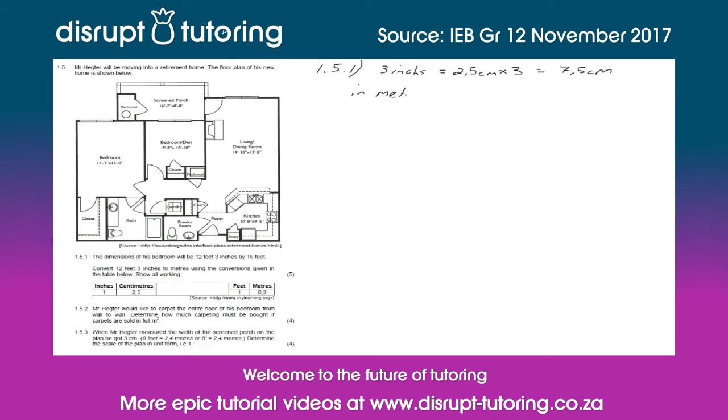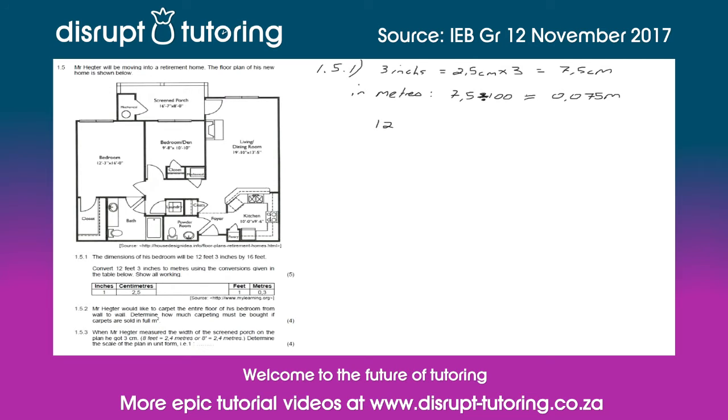So in meters, this is 7,5, sorry, not times, divide, because we're going from centimeters to meters, so it's divided by 100, because of the fact that there are 100 centimeters in a meter. So this is going to equal 0,075 meters. So that's the inch part taken care of. Now we need to convert the 12 feet.